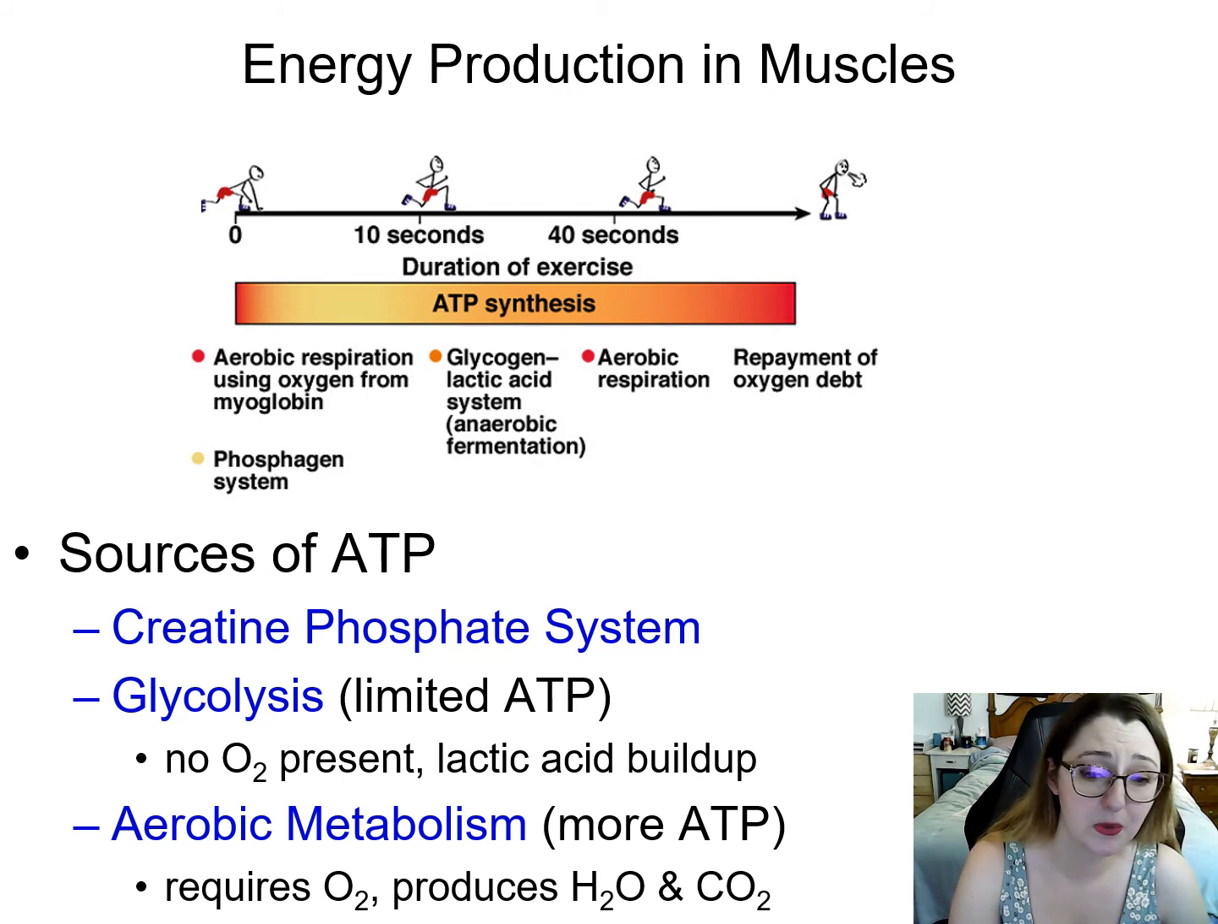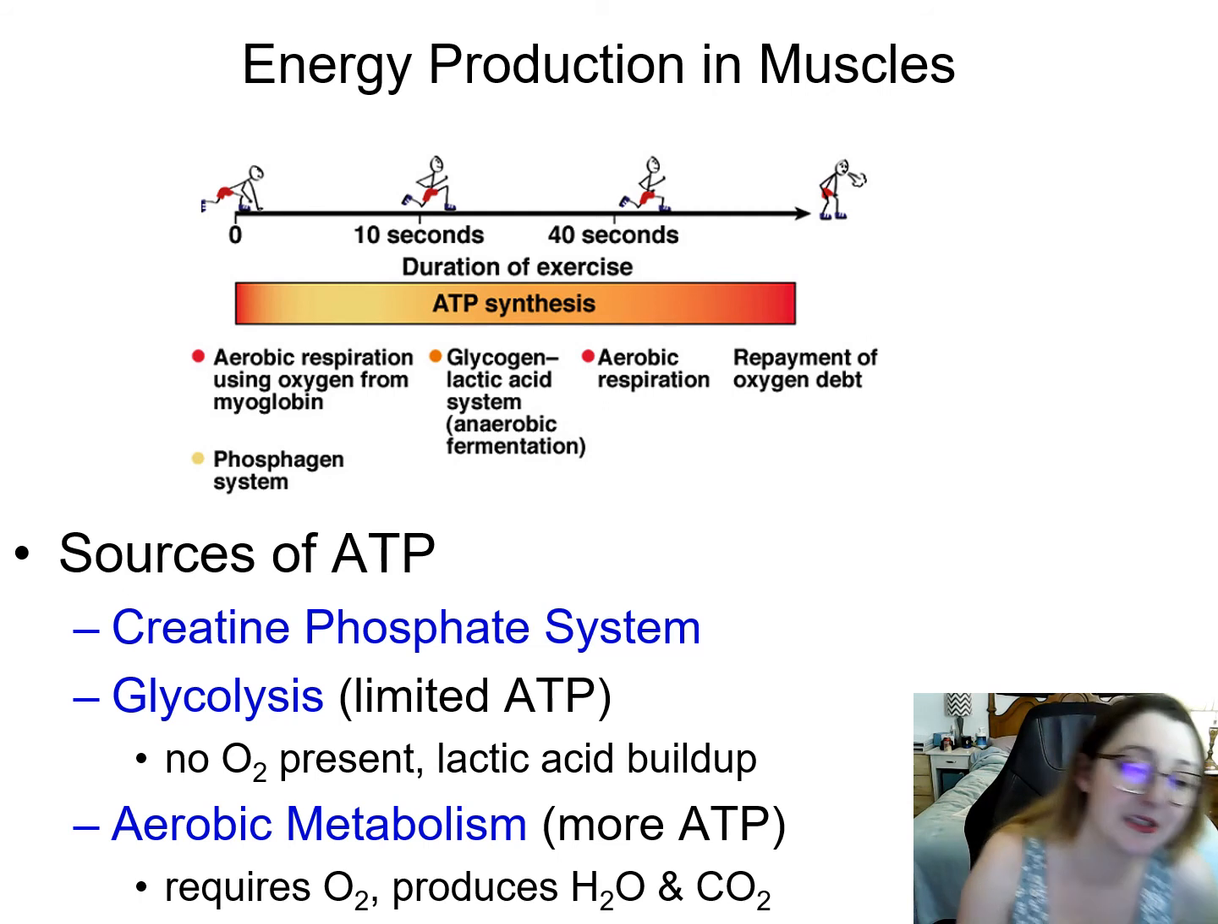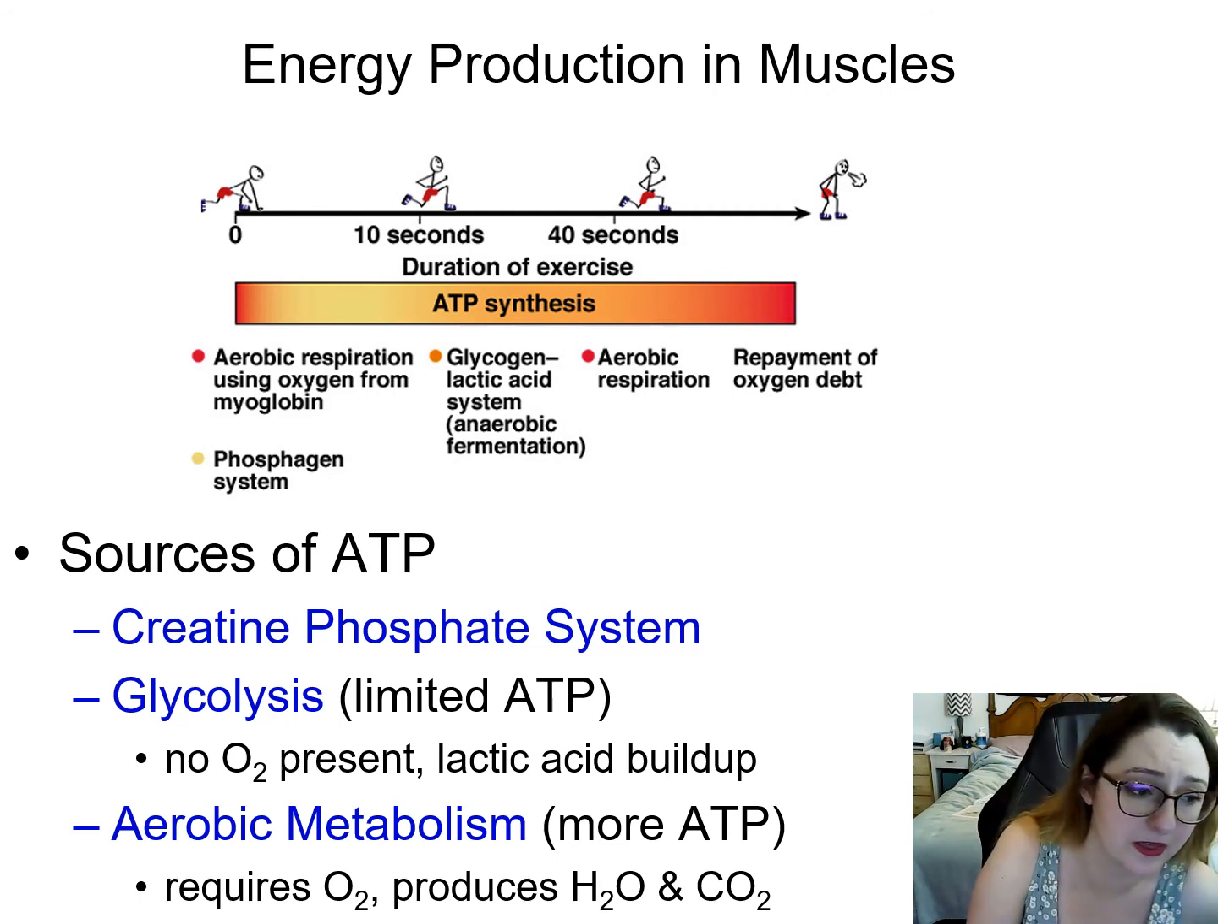So let's talk a little bit about the sources of ATP. First is the creatine phosphate system. We're not going to talk about this too much. What I want to get at more with you guys is the idea of glycolysis, where you have limited ATP, and aerobic metabolism, where you're going to have more ATP. Specifically, what I want to talk about with these systems is this: the presence or absence of oxygen.